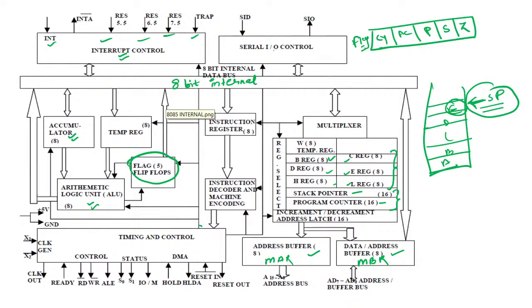Okay, then we have serial input output control. If you have serial devices, they will be connected to this serial IO control. There we can have serial devices like a serial input device and a serial output device. Like the line printer is a serial device, or you can say a line screen is also a serial device.